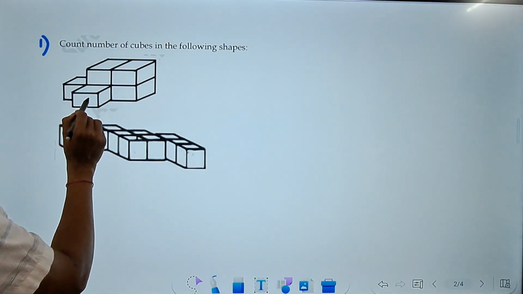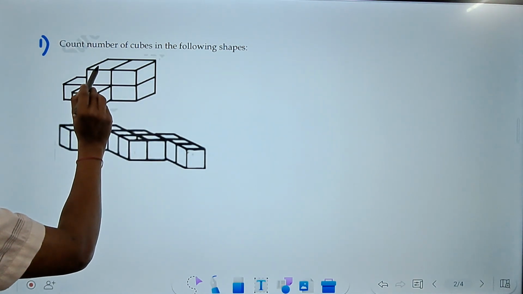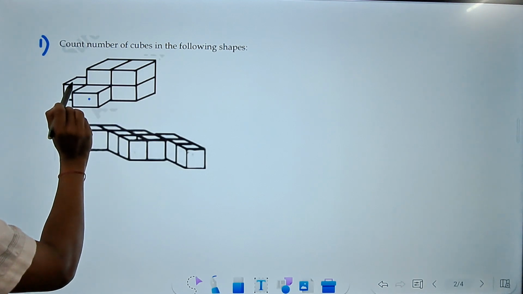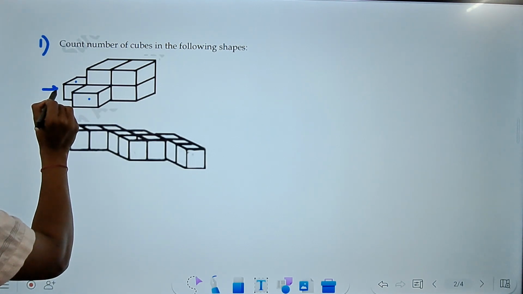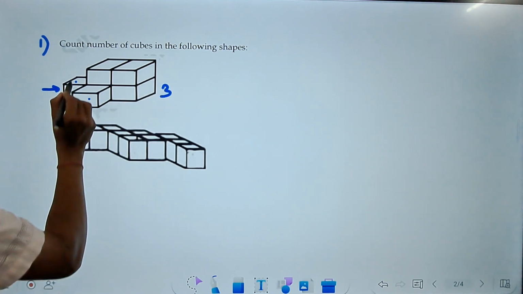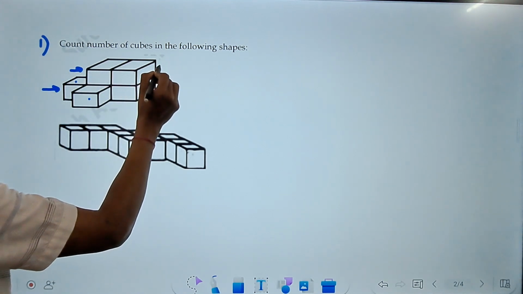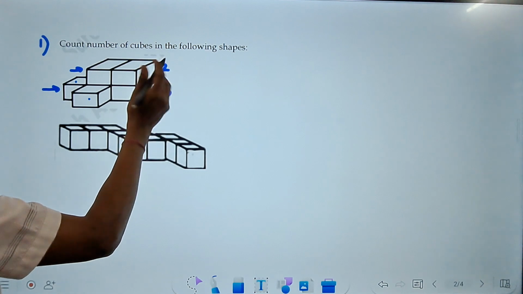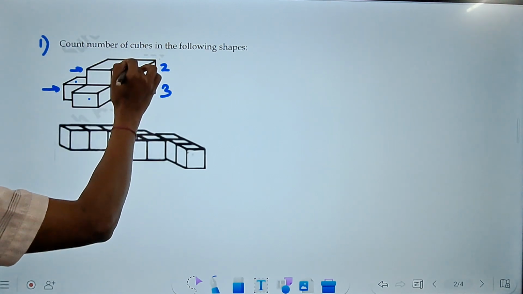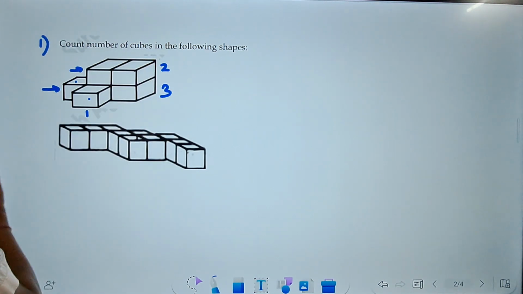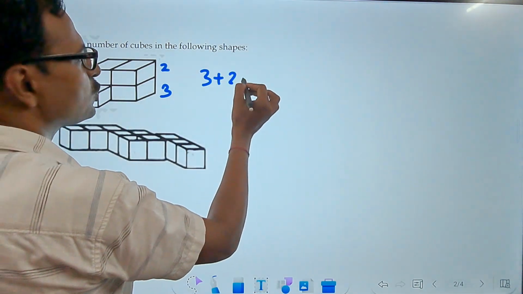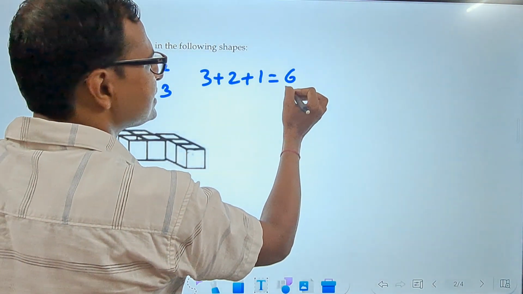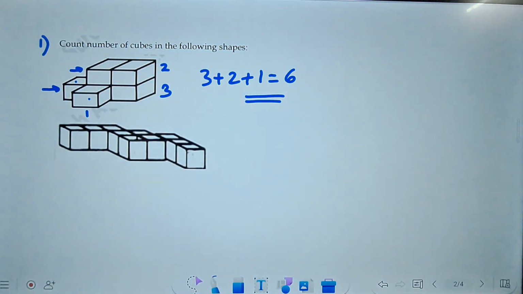So just forget this cube. If you have two cubes here on top and there's one here also, so at the bottom row, this row, you have 3 cubes. In this row, you have only 2 cubes. So 3 plus 2, these are stacked over one another, 3 plus 2, and this one extra cube is added here. So in all, you have 3 plus 2 plus 1 equal to 6 cubes in the figure.